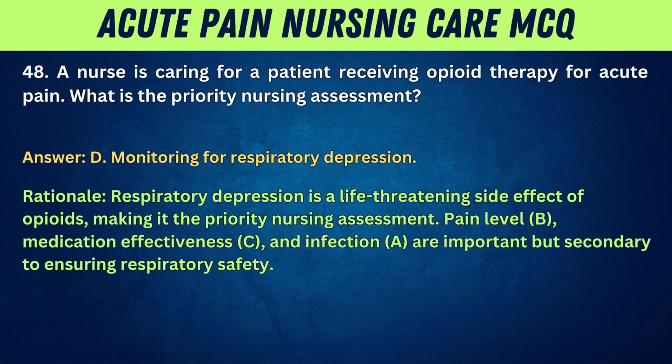Answer. D. Monitoring for respiratory depression. Rationale. Respiratory depression is a life-threatening side effect of opioids, making it the priority nursing assessment. Pain level, B, medication effectiveness, C, and infection, A, are important but secondary to ensuring respiratory safety.